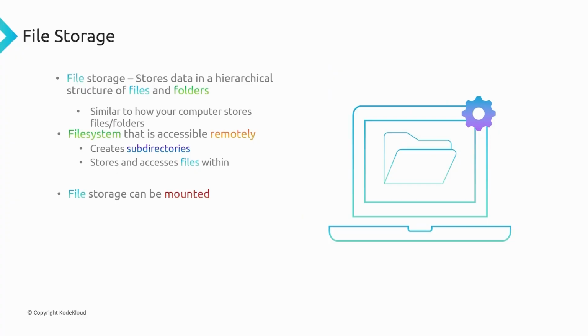Now, the thing about file storage is that it can be mounted. So you can mount a file system from file storage, but it's not bootable. So you cannot install an operating system on it. That's what makes it different than block storage or Elastic Block Store. With block storage, you can actually install an operating system and boot from it. You cannot do that with file storage.